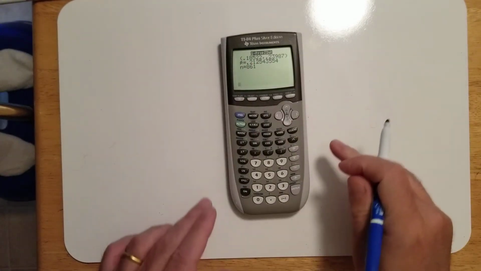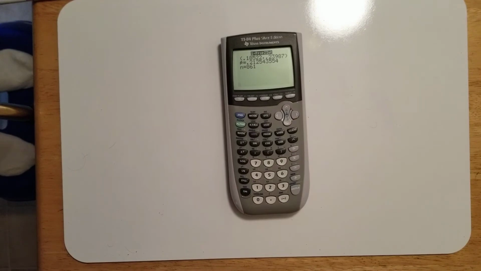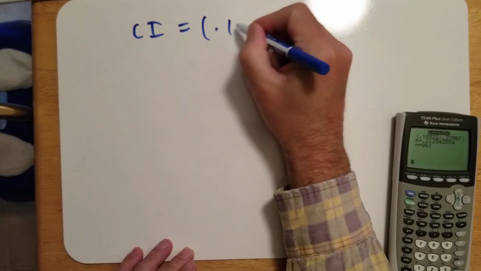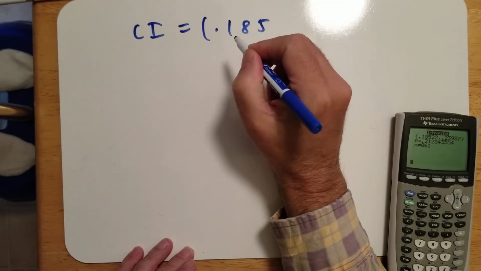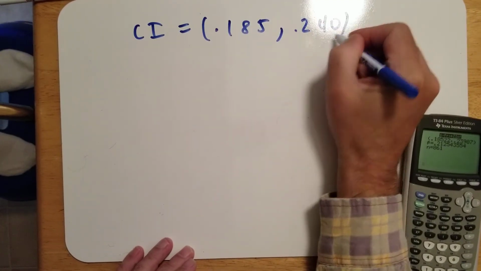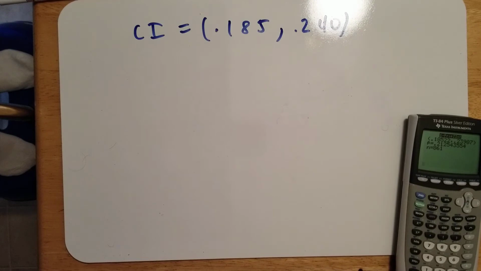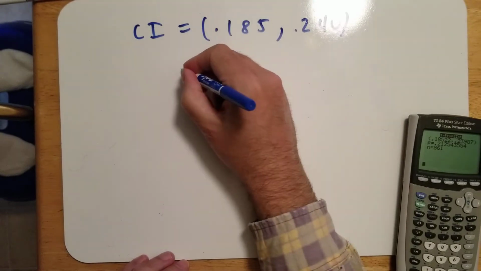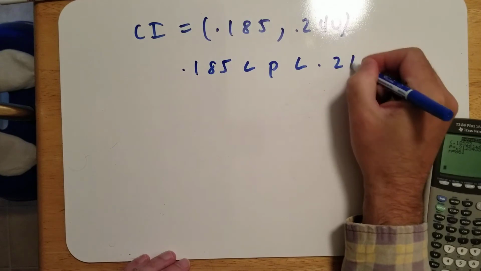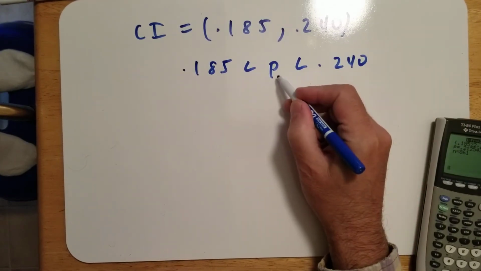So the confidence interval, I'll leave that there so you can see that for a moment before I take it away. The confidence interval is 0.185 to 0.240, rounded off. These are typically rounded off to 3 decimal places. The way the homework will ask the question, your answer would be 0.185 less than P less than 0.240, where P is the population proportion.